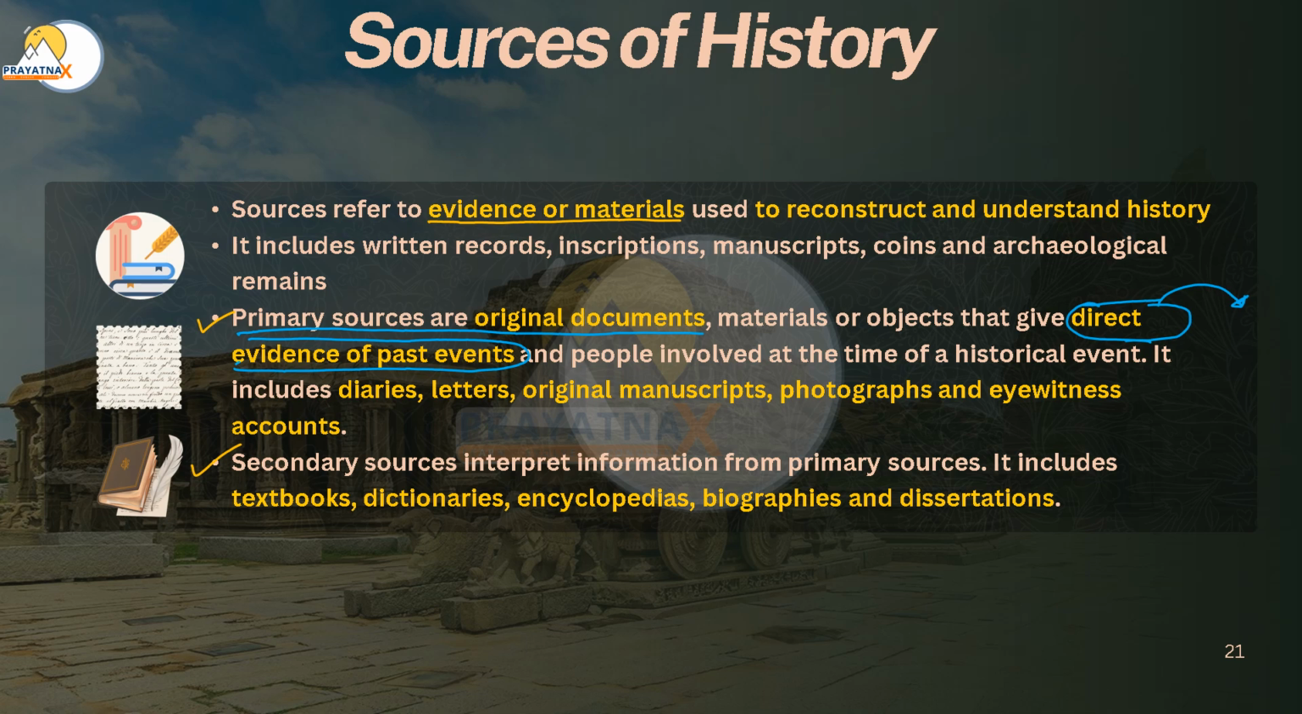Now, obviously, as the term suggests, secondary sources are those which are based on the primary sources, which are basically nothing but the interpretation of the information available from the primary sources. This may include textbooks, dictionaries, encyclopedias, and dissertations. Now, the problem with this is that it may include the subjective interpretation of the historians, which may to some extent include biases. So mostly primary sources are preferred over secondary sources.